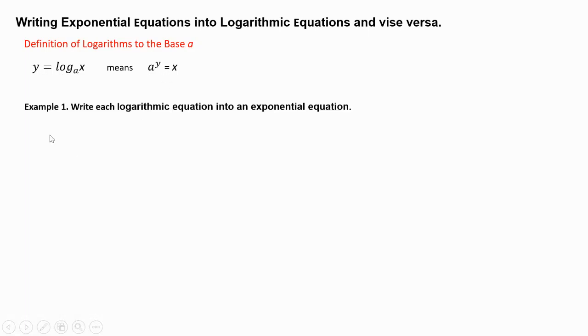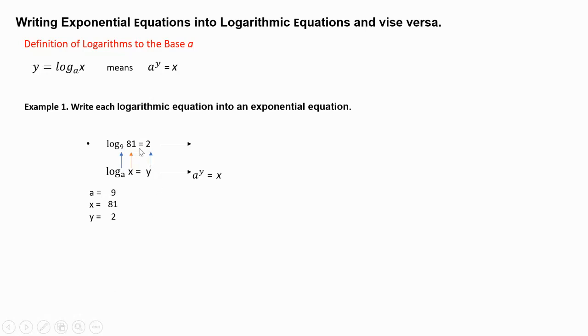So for example one, write each logarithmic equation into an exponential equation. I believe I'm going to do one of each only because this is a review of last week. Okay, if you have log base 9 of 81 equals 2, then we have to know what the a is, what the x is, and what the y is. We have to convert it from logarithmic form to exponential form. If you notice, my a is equal to 9. My x is equal to 81. And my y is equal to 2.